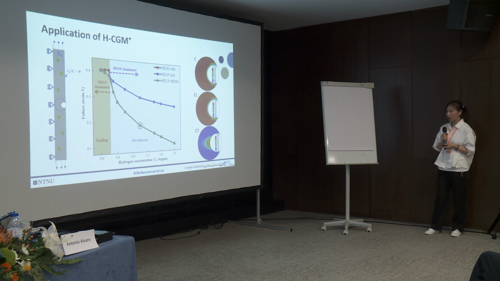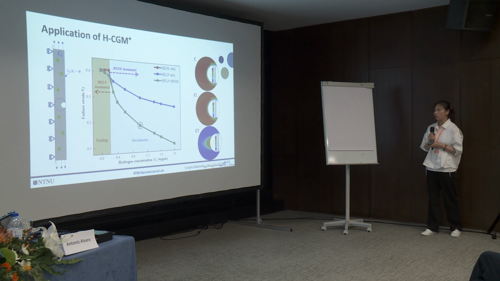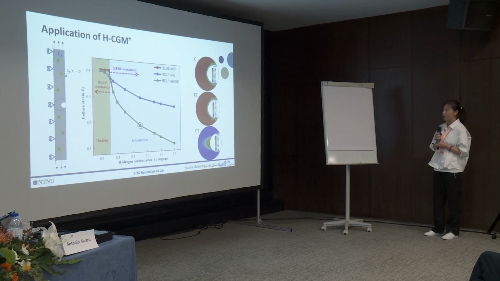Here we can see this green curve. We found that there is a transition from a HELP-dominated mechanism to a HEDE-dominated mechanism when the hydrogen concentration reaches a critical value, and in this case it is 0.3 wppm. The other two curves, the red and the blue, are HEDE-only and HELP-only cases, used to show that our model captures the competition between the HELP-dominated and HEDE-dominated mechanisms.